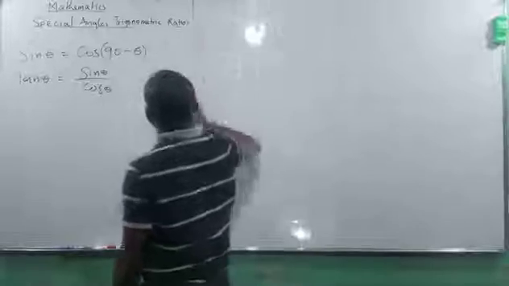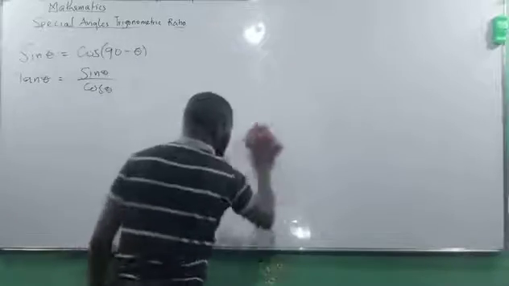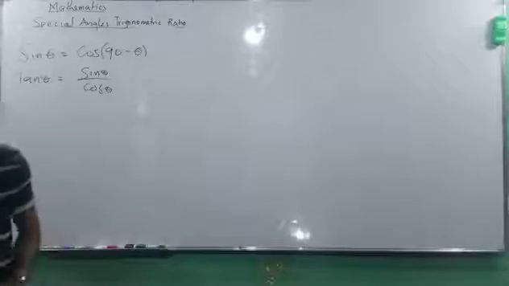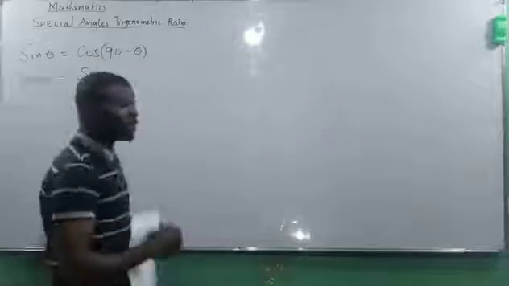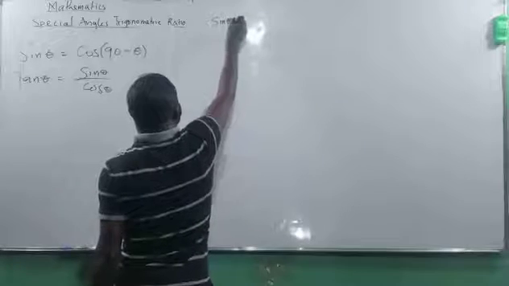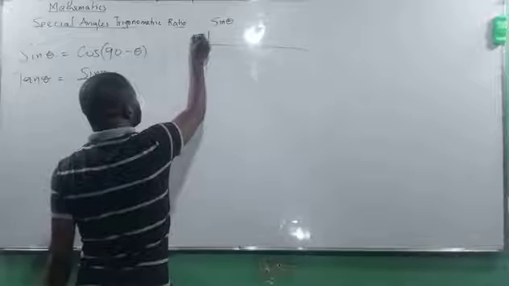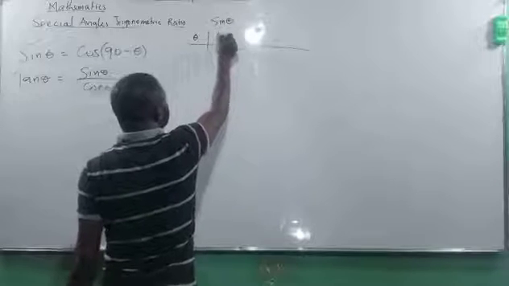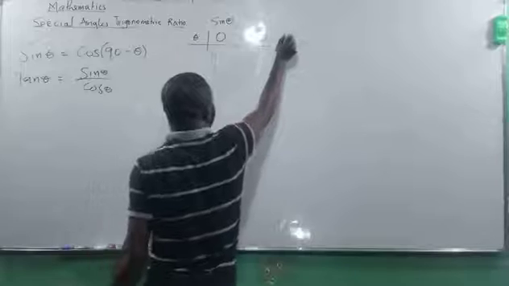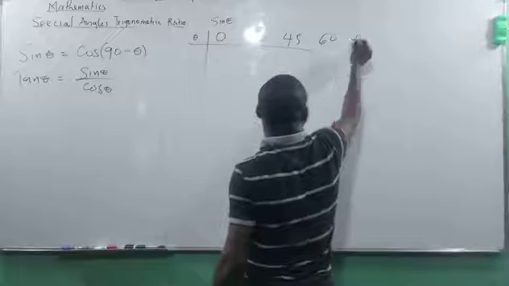But if you are not asked to prove, you don't need to stress yourself as much as that. Now, let me tell you the short way. Let me start with sine. Look at this. These are theta: 0, 30, 45, 60, and 90.